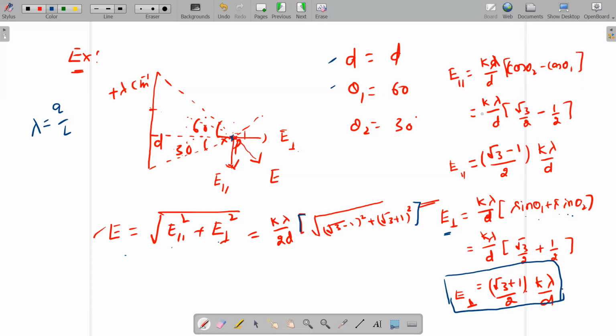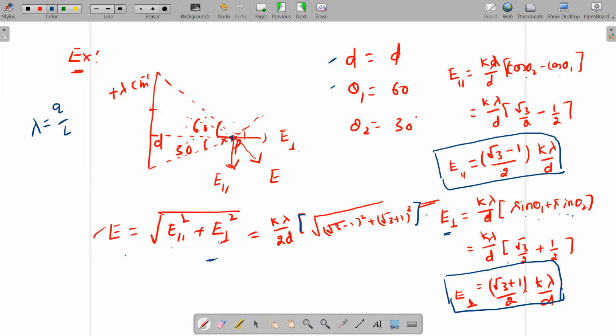Next, E parallel. E parallel is equal to K lambda by D into cos theta 2 minus cos theta 1. Theta 2 here is 30, cos 30 is root 3 by 2, and cos 60 is 1 by 2. So we can write it as root 3 by 2 minus 1 by 2, so we get root 3 minus 1 by 2 into K lambda by D. This is E parallel.